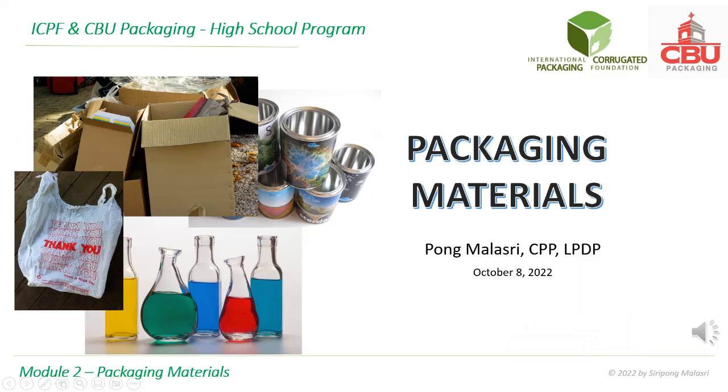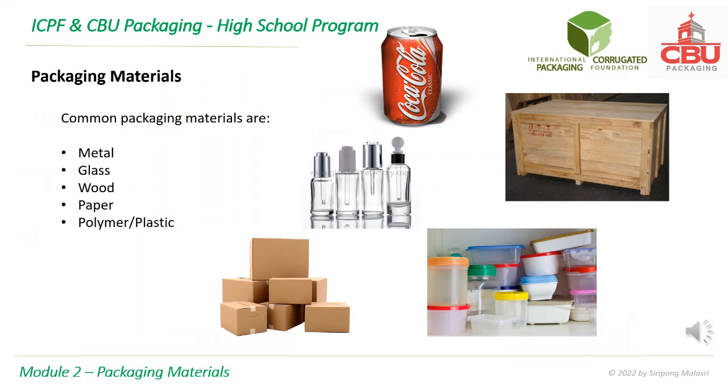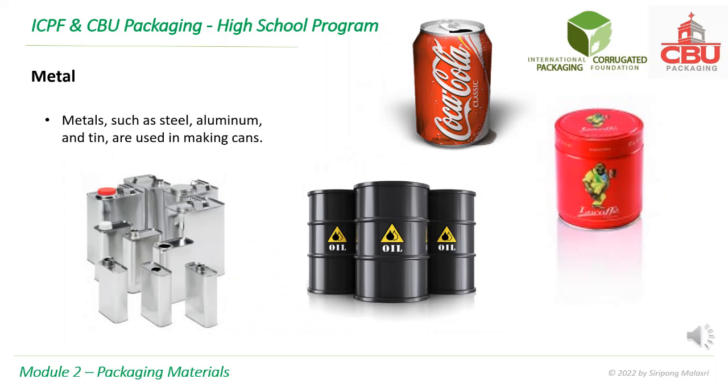In this module, you will learn about packaging materials. Common packaging materials are metal, glass, wood, paper, and polymer plastic. We will start with metal in this section. Metals, including steel, aluminum, and tin, are used in making cans.